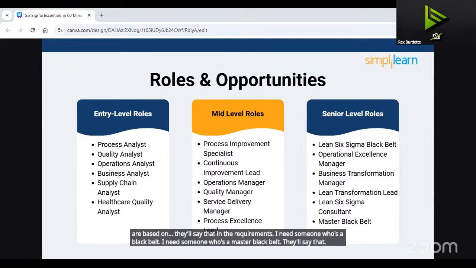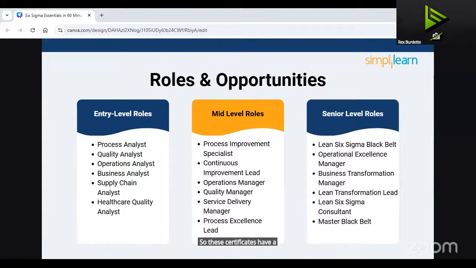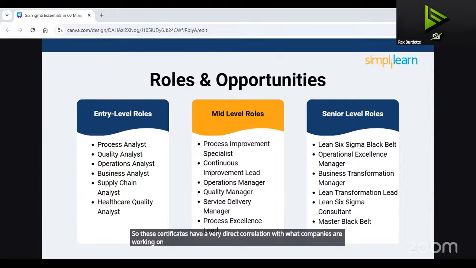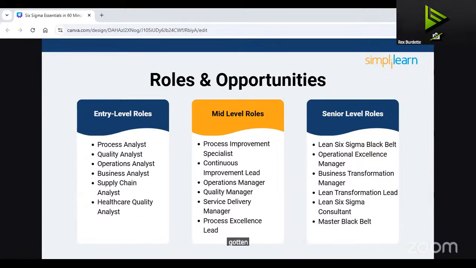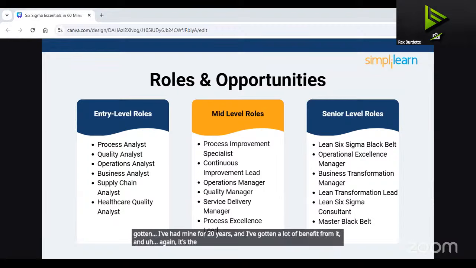So these certificates have a very direct correlation with what companies are working on from a job description search, and then they also have it from your ability to come in and get a seat at the table during an interview. So they're very, very valuable. I've had mine for 20 years, and I've gotten a lot of benefit from it. And again, it's the certificate, but I think even more importantly, the certificate does open the door.